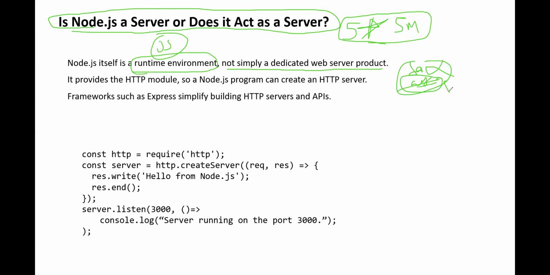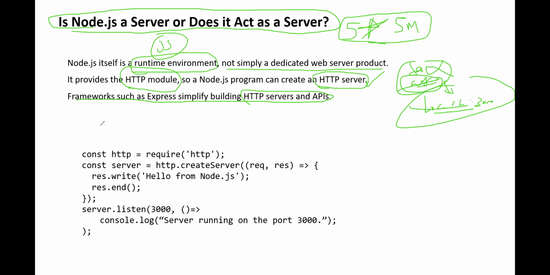We developers make it a server by using localhost and a port number where this address will be stored. You will see. And the HTTP module. HTTP means Hypertext Transfer Protocol. It is a module for creating servers using Node.js. So within Node.js we have many packages, and this HTTP package is also predefinedly installed. Frameworks like Express simplify building HTTP servers and APIs.